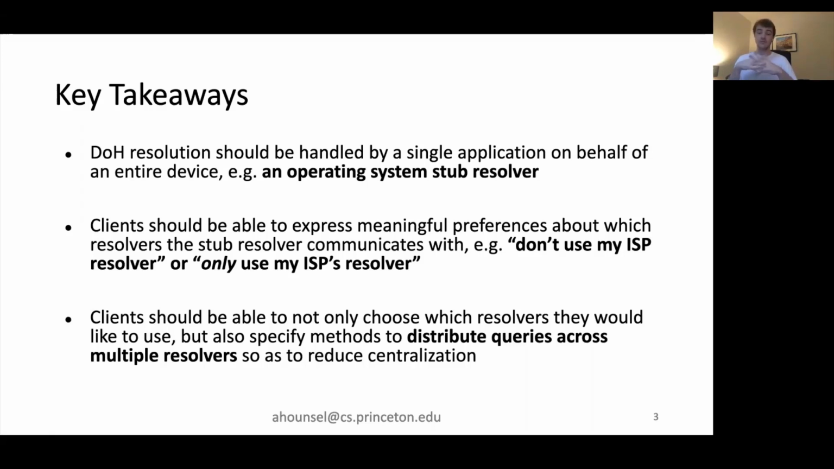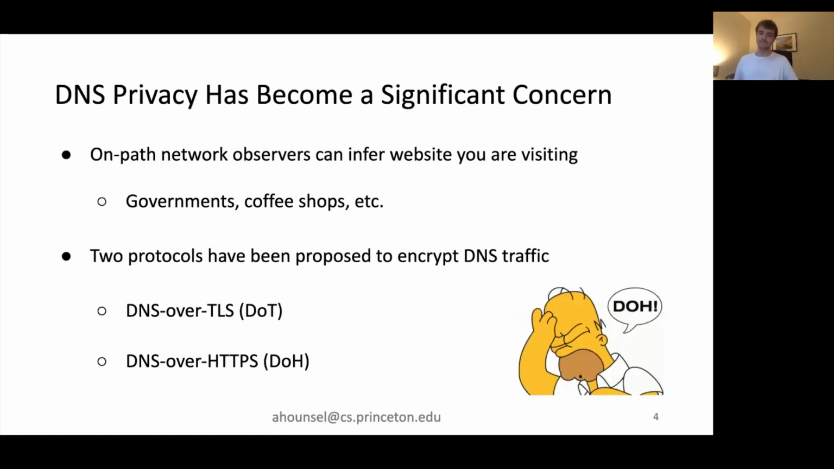Clients should not only be able to express meaningful preferences to these stub resolvers, such as don't use my ISP resolver or only use my ISP resolver, but also things like I want to avoid resolvers in a particular geographic region, right? So really, we want to empower users to have more control over how their queries are sent to various resolvers. And not only should they be able to express preferences about which resolvers they would like to use or avoid, but also specify methods to distribute queries across multiple resolvers so as to reduce centralization. I'm going to go into more detail later about the technical details of how we do that.